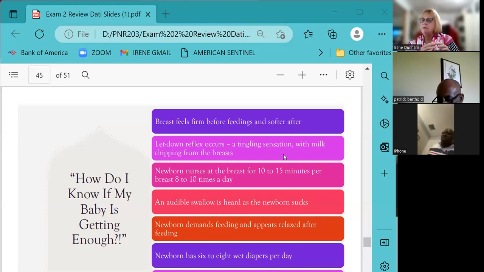Okay, 10 to 15 minutes per breast, 8 to 10 times a day. That's a lot. So you've got a 24-hour picture, and that baby's on her breast 10 times a day, and it takes like 10 to 15 minutes per feeding, per breast. So if you do 2 breasts, that's at least 20 minutes, and you're doing it every 2 hours. It's a high demand, but it gets better.